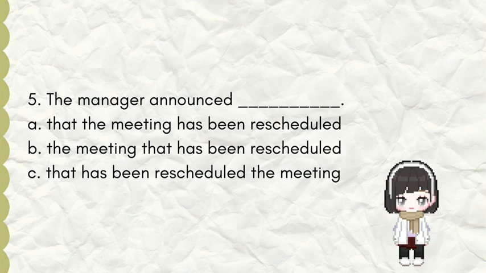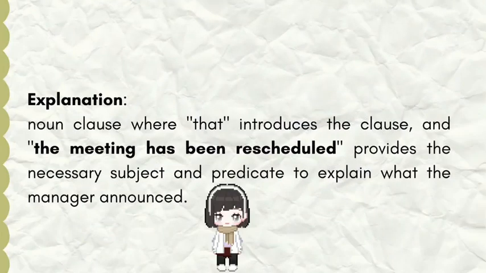Okay, time's up. Congratulations to those who answered A. The answer is that the meeting has been rescheduled. Okay, for the last explanation, answer number 5, the noun clause where that introduces the clause in answer A, the meeting has been rescheduled, provides the necessary subject and predicate to explain what the manager announced.